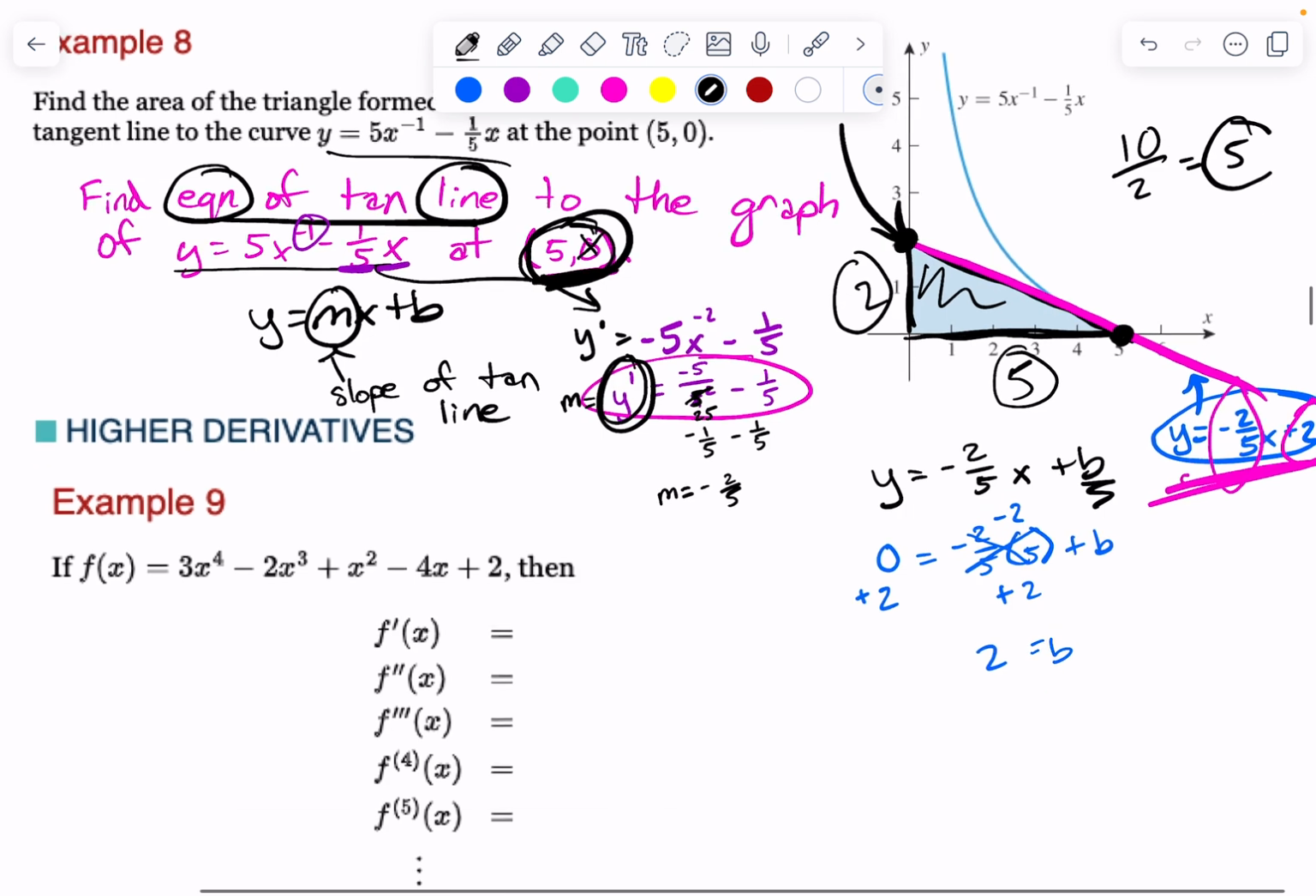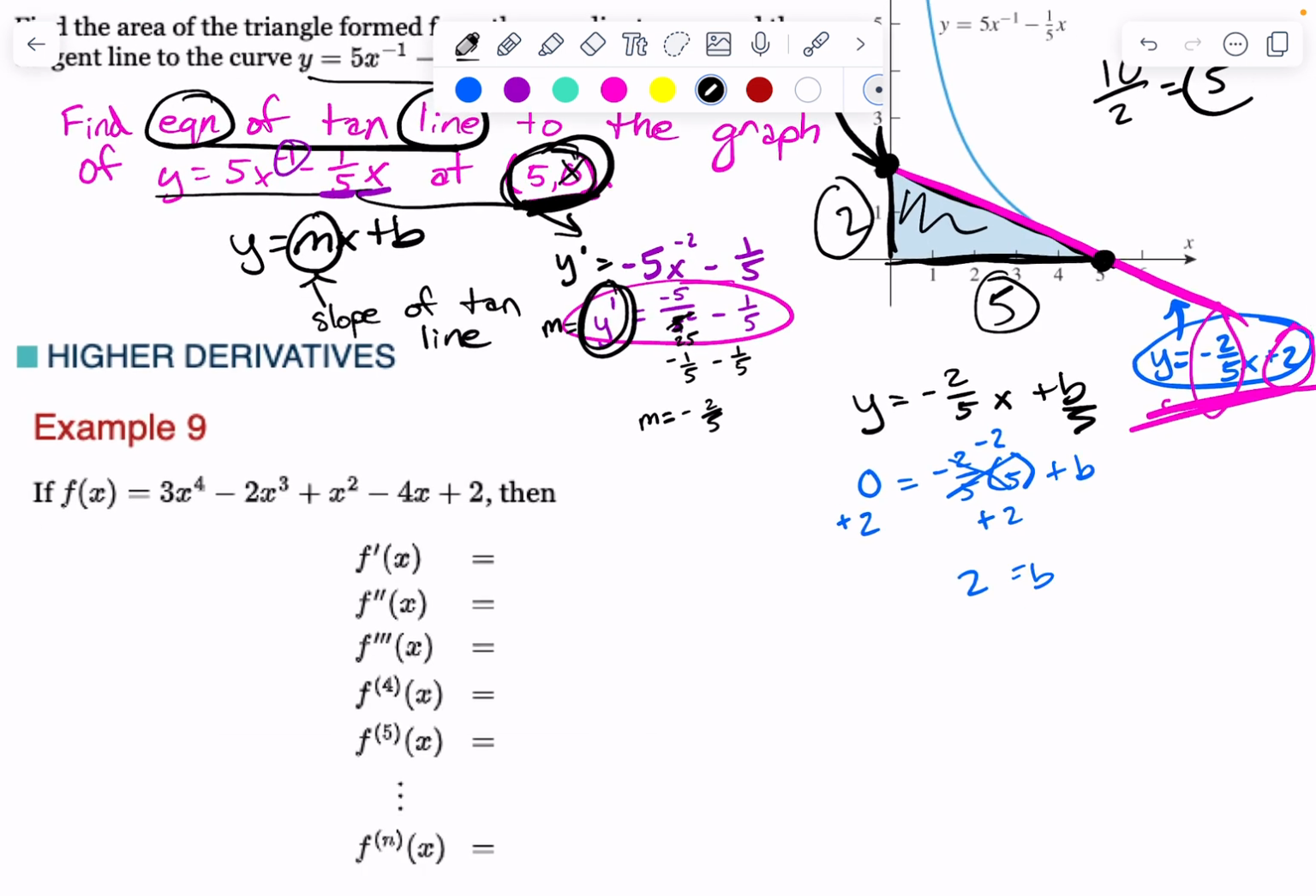Anyway, all right, last thing, higher order derivatives. All right, so we have this big long equation. This has 5 terms to it.